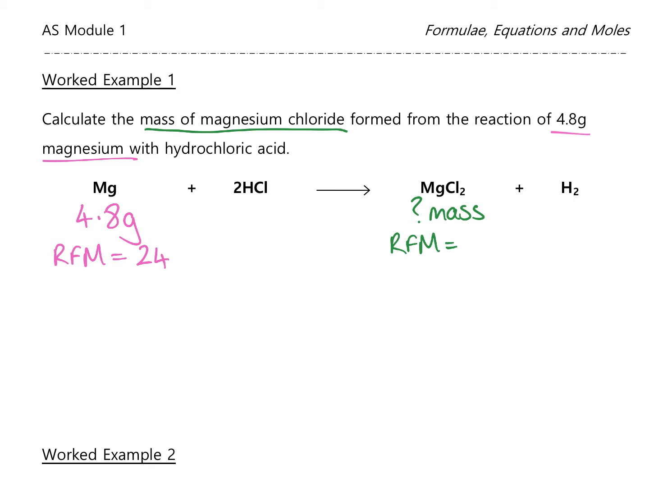For magnesium chloride, you can do a little bit of working out here. It'll be 24 from your magnesium plus 2 times your 35.5 from your chlorine, and that should come out then as 95. So it's worthwhile working out those RFMs at this stage so that you're ready to use them in your equations later.